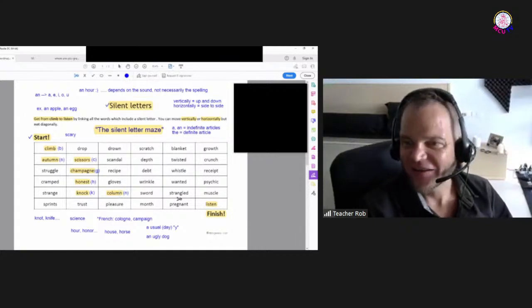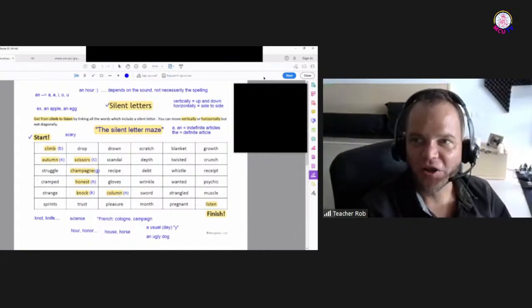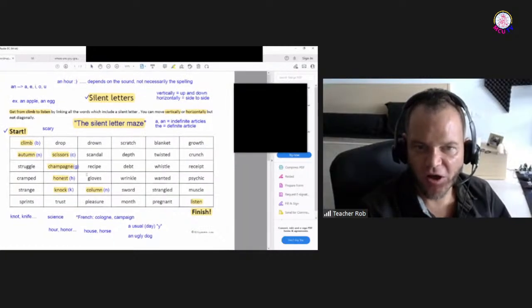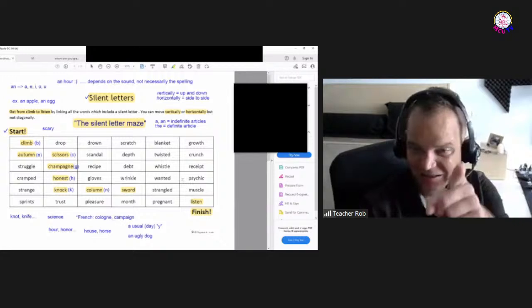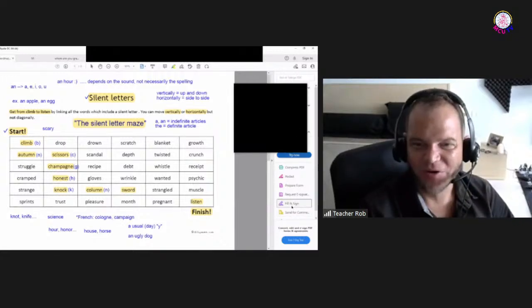So now, you guys, here are our three choices. We can go up to gloves, down to pleasure, or to the right with sword. What do you guys think of this one? It is sword. Exactly. What we do not hear in sword is the W.